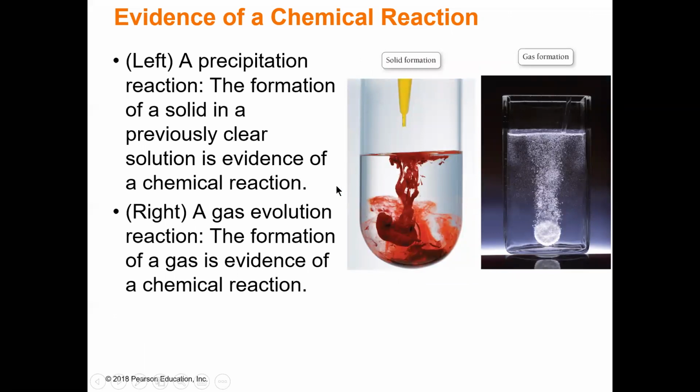So here's another indication of a precipitate reaction. We had a yellow material, which I'm guessing was some sort of iron oxide, just based off of its color. And then we have a liquid here. When we dropped this in, we've got this sort of cloudy red colored solid that's starting to collect at the bottom. Here we've got a gas formation.